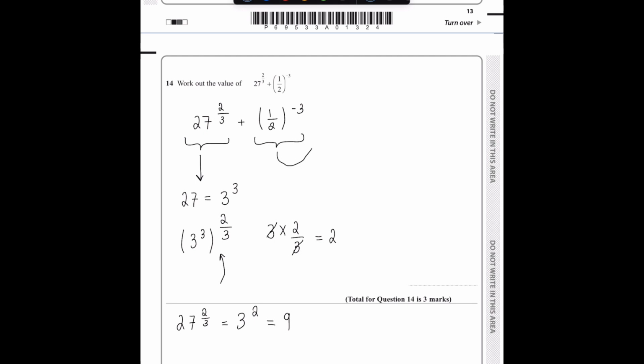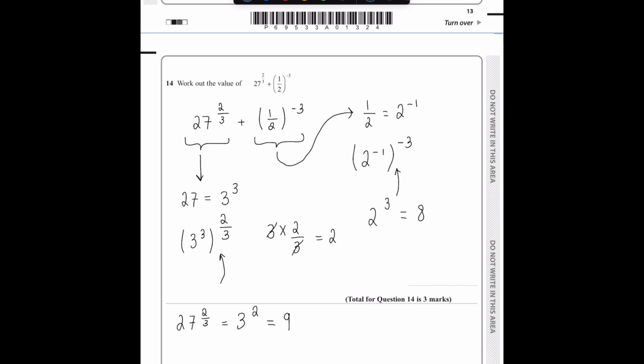So now let's move on to the second part of the question. So we have a half to the power negative 3. One thing to remember is a half is equal to 2 to the power negative 1. So if we substitute that in, we have 2 to the power negative 1, all to the power negative 3. In a similar situation, we times these powers together. So we have 2 to the power 3 because a negative times a negative makes a positive. And 2 to the power 3 is equal to 8.